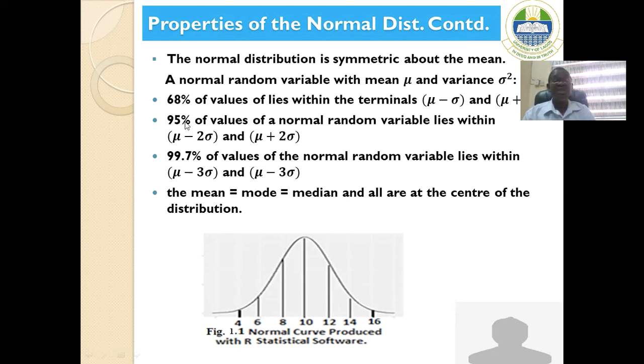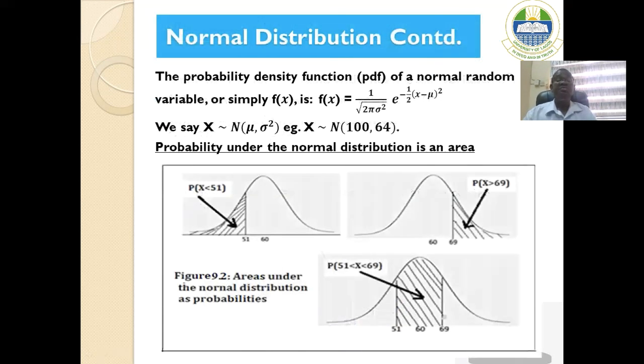Then 95% within 2 standard deviations left or right. And of course, 99.7%, almost all of them within 3 standard deviations to the left or right. So it is easy to almost exhaust the whole values of the normal random variable by the time you come to 3 standard deviations away from either the left or the right of the mean. I hope you appreciate this.